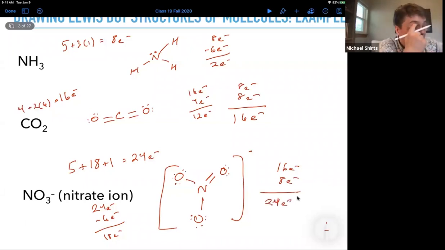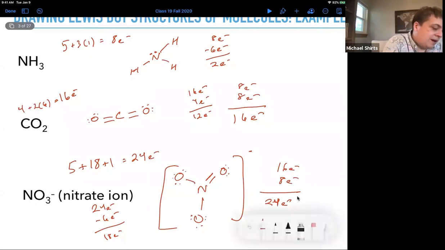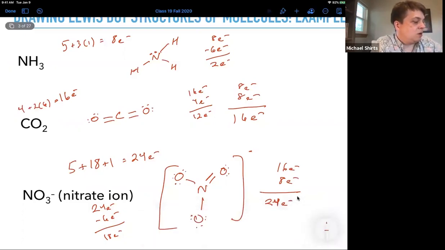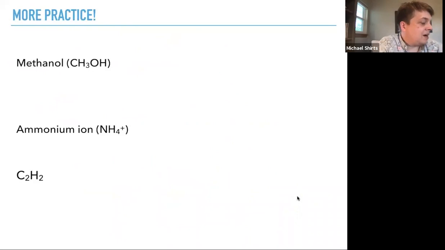Now you might ask, well, how did you know to put the double bond on that oxygen? And we'll get to that later. One thing to notice for now is that they're all equivalent oxygens. So it doesn't really matter which one we put it on, and we'll dig a little deeper into that later on. Okay, so that's a few simple Lewis structures. Let's do some more. All right, methanol.